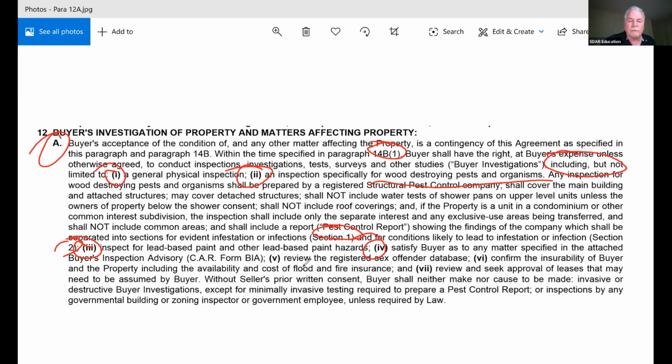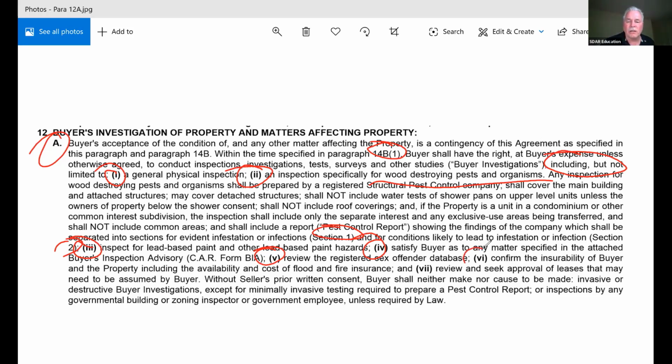Okay. Review, number 5, because this is statutory, review the registered sex offender database, Megan's law disclosure requirements, and that just says that you have an obligation by law to disclose the existence of the database. You don't necessarily have to go to it. I always recommend that you don't, because otherwise you can be held to have constructive knowledge of everything in the database at the time you went to it.